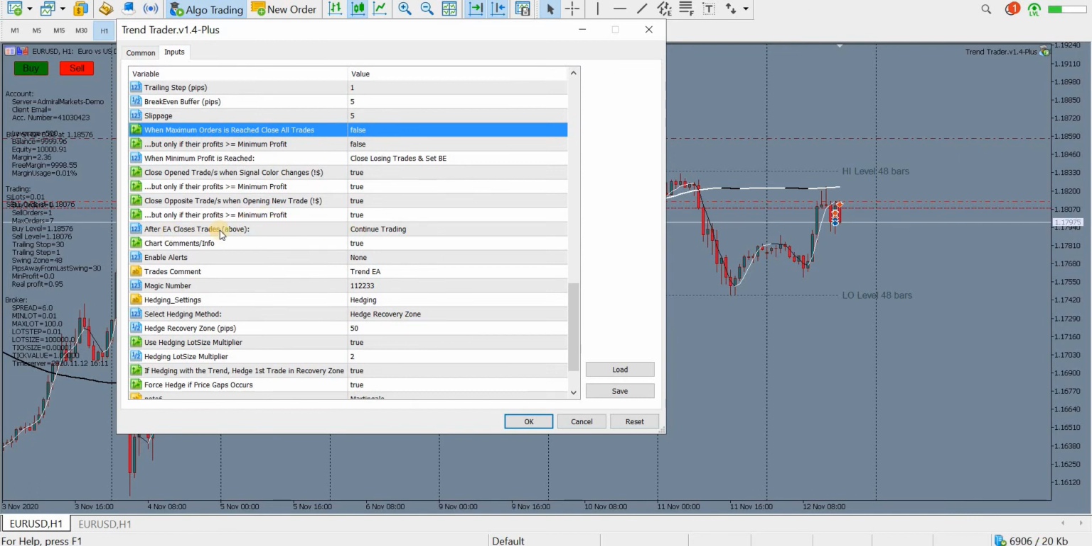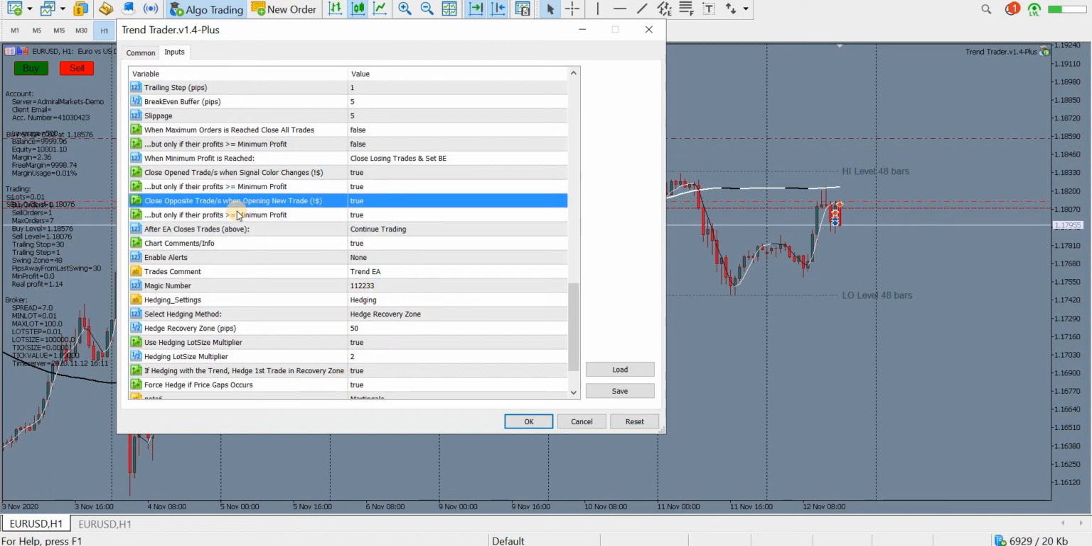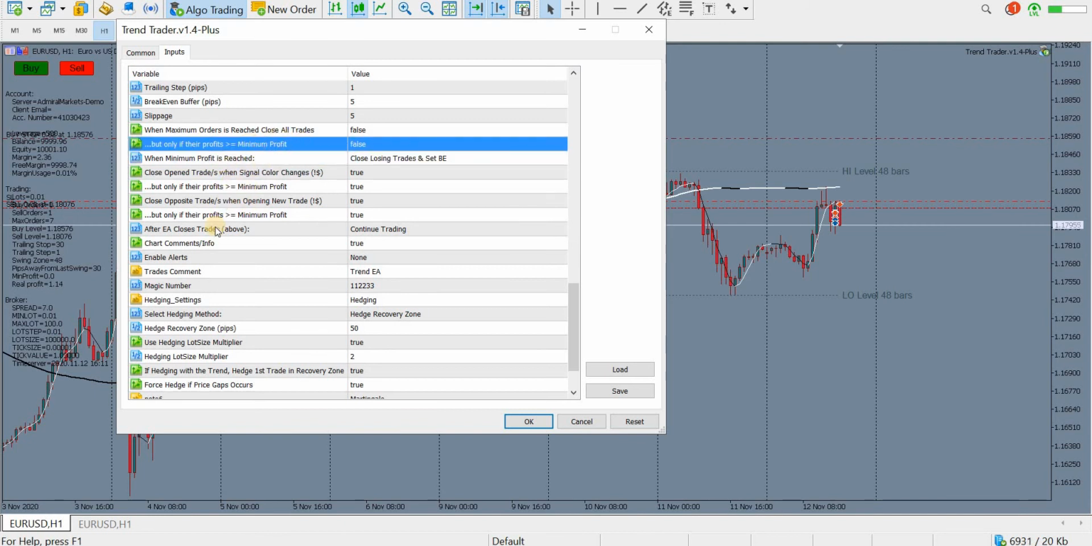Then you can also set what the expert advisor does after it closes trades: either remove itself from the chart, maybe you want to take a break from that chart, or even close the MetaTrader, or just continue trading on the same chart. All options are on the table. You might need to play with these variations, enable, disable, one or the other in the tester, just to see.